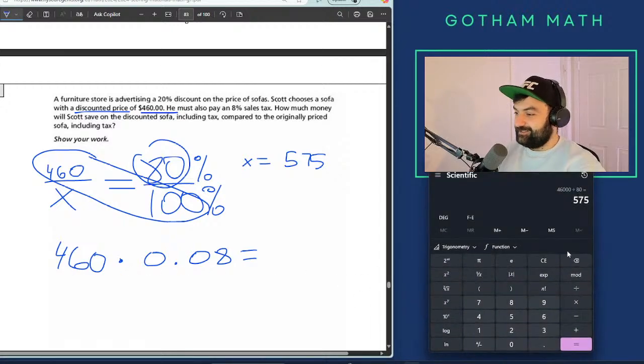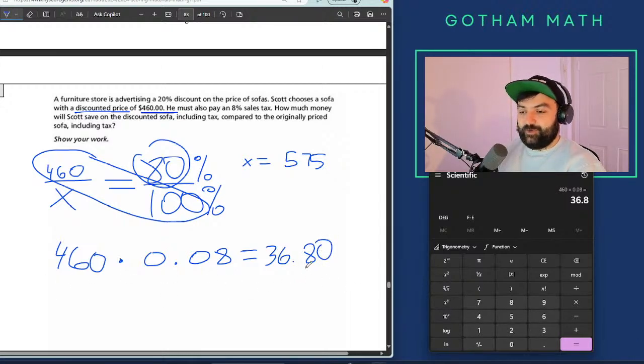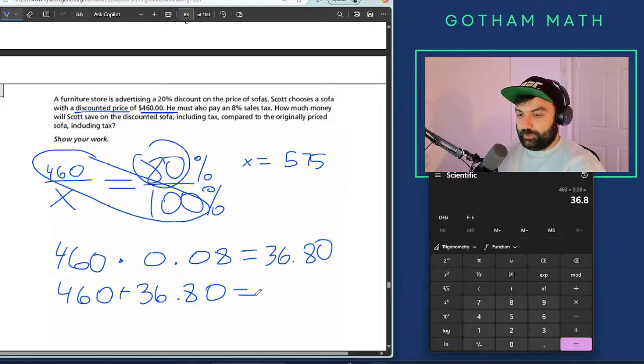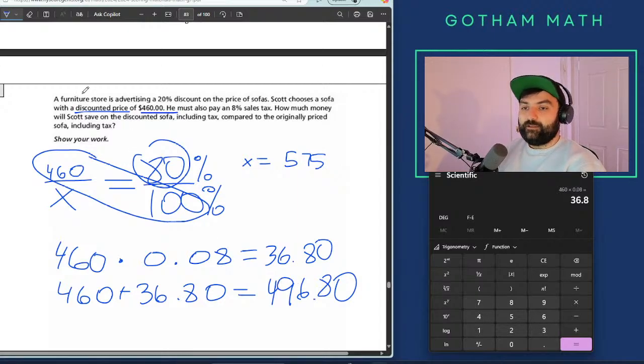So let's do it. 460 times 0.08, which is $36.80. Now we're going to add $36.80 to the 460, which is going to be $496.80. All right, that's the final price that Scott is gonna pay after the discount.